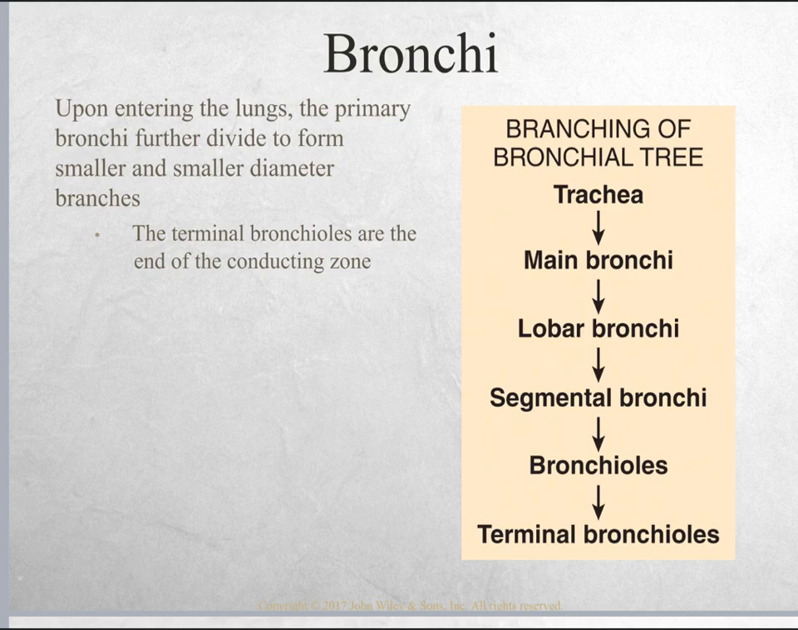So if we follow our way down the branching of the bronchial tree, we have our trachea, we have our main bronchus. We already said that it was our primary. We then branch again, which gives us our lobar bronchi, which we can call our secondary bronchi. We hit our next set of smaller branches. As we move our way down, the diameter of these branches is getting smaller and smaller. We continue on to our segmental branch. We're going to call it our tertiary bronchi.